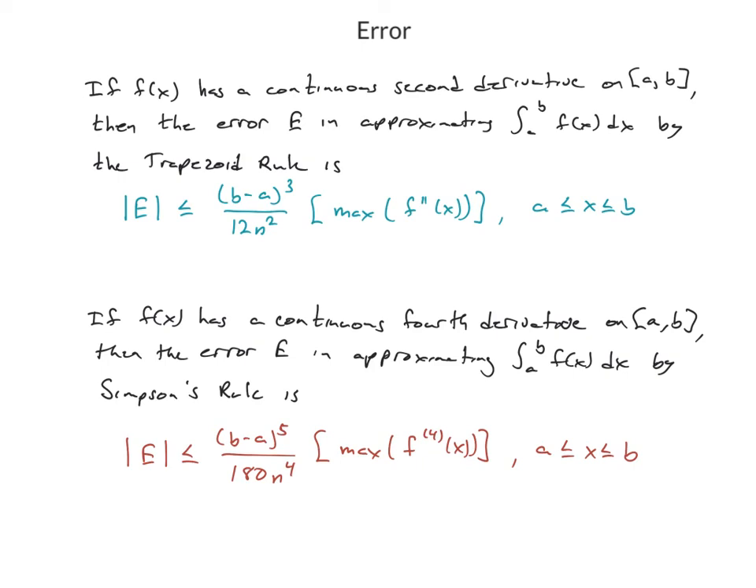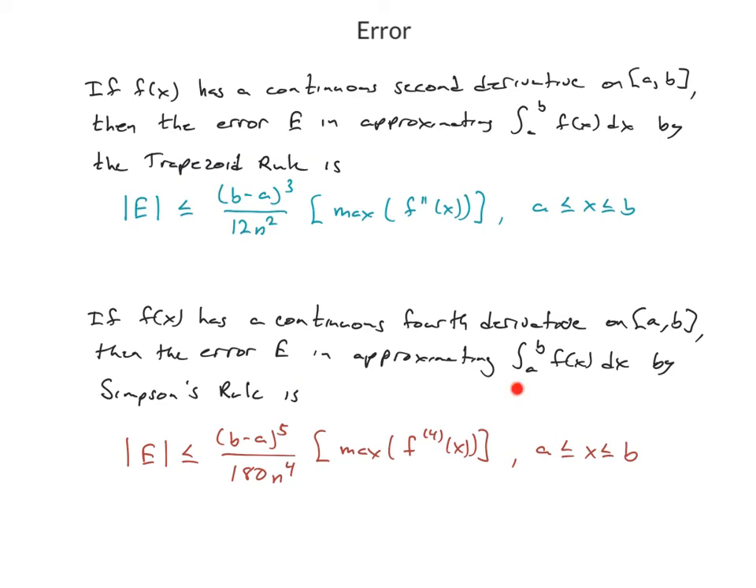If you're working with Simpson's rule, if f(x) is continuous, but now we have to have a fourth derivative, and it really comes into play just because of the fact that we're working with a quadratic and the antiderivative is a cubic. So the fourth derivative is going to help us with that error.